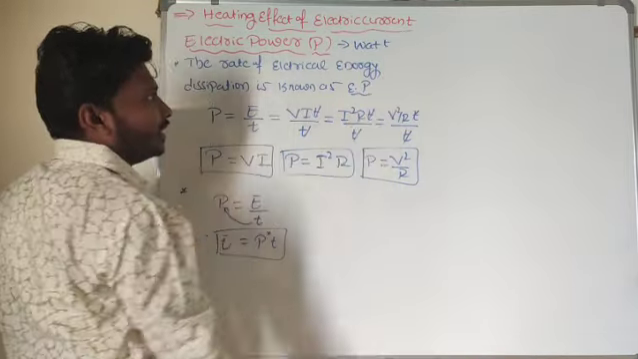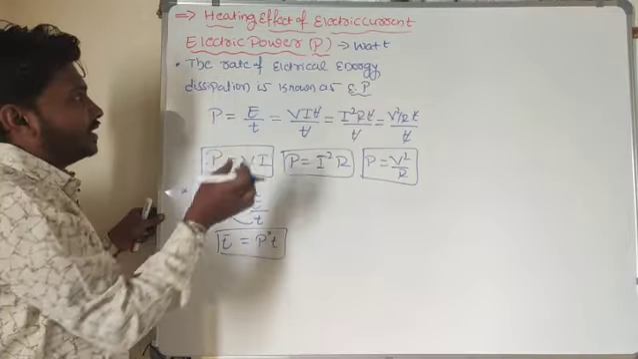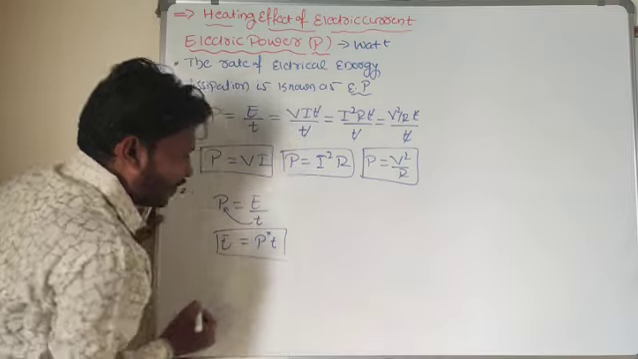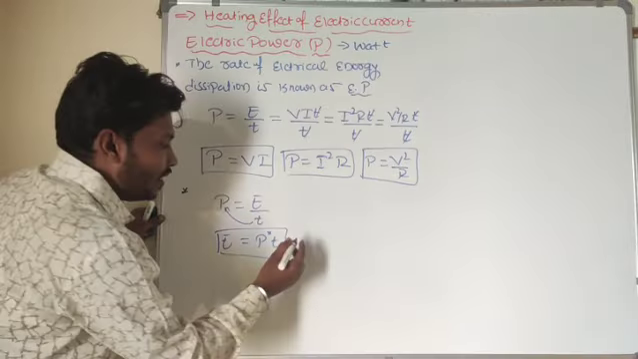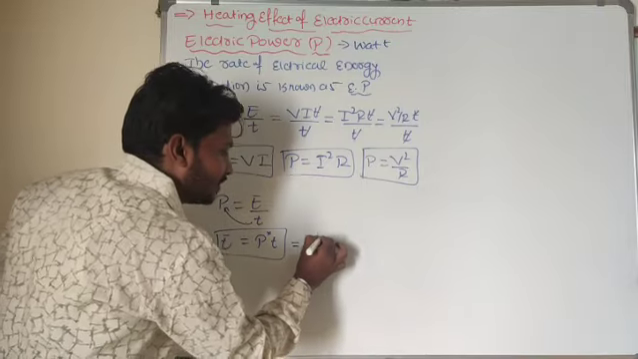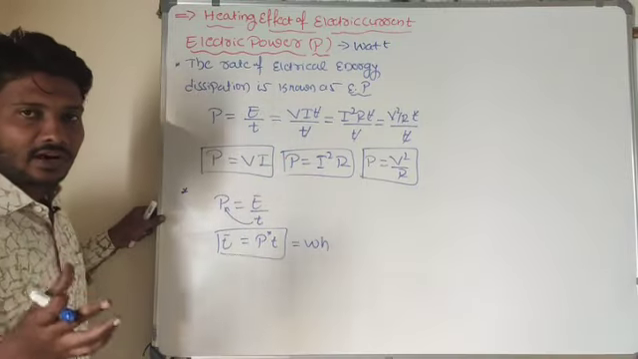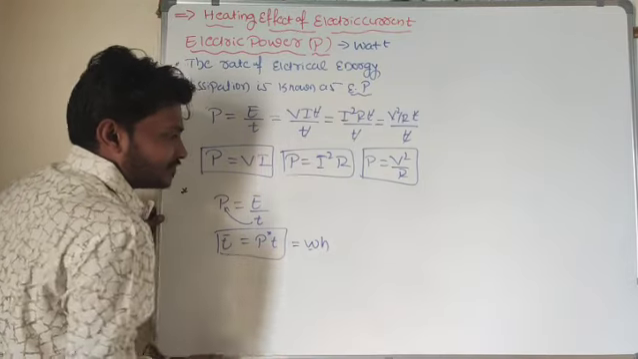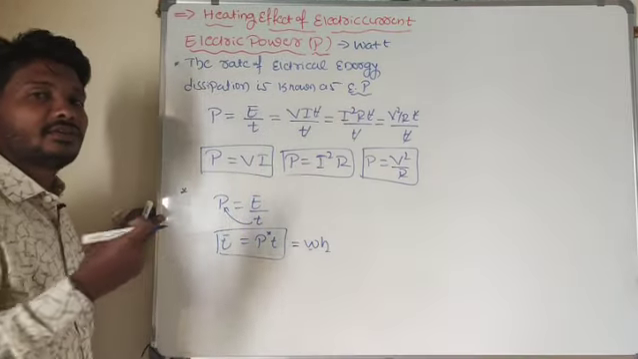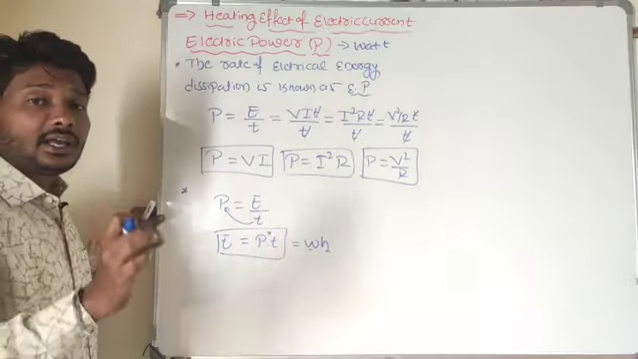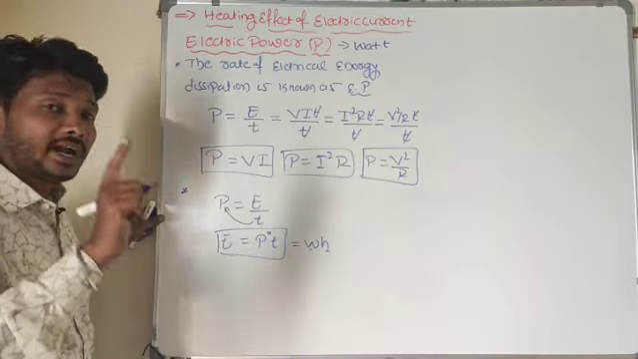So what is the SI unit for electrical power here? Power we can consider in terms of watt. Look at here, power into time: power is in terms of watt, and time I can consider in terms of hours. So this electrical energy I can express in terms of kilowatt hour.